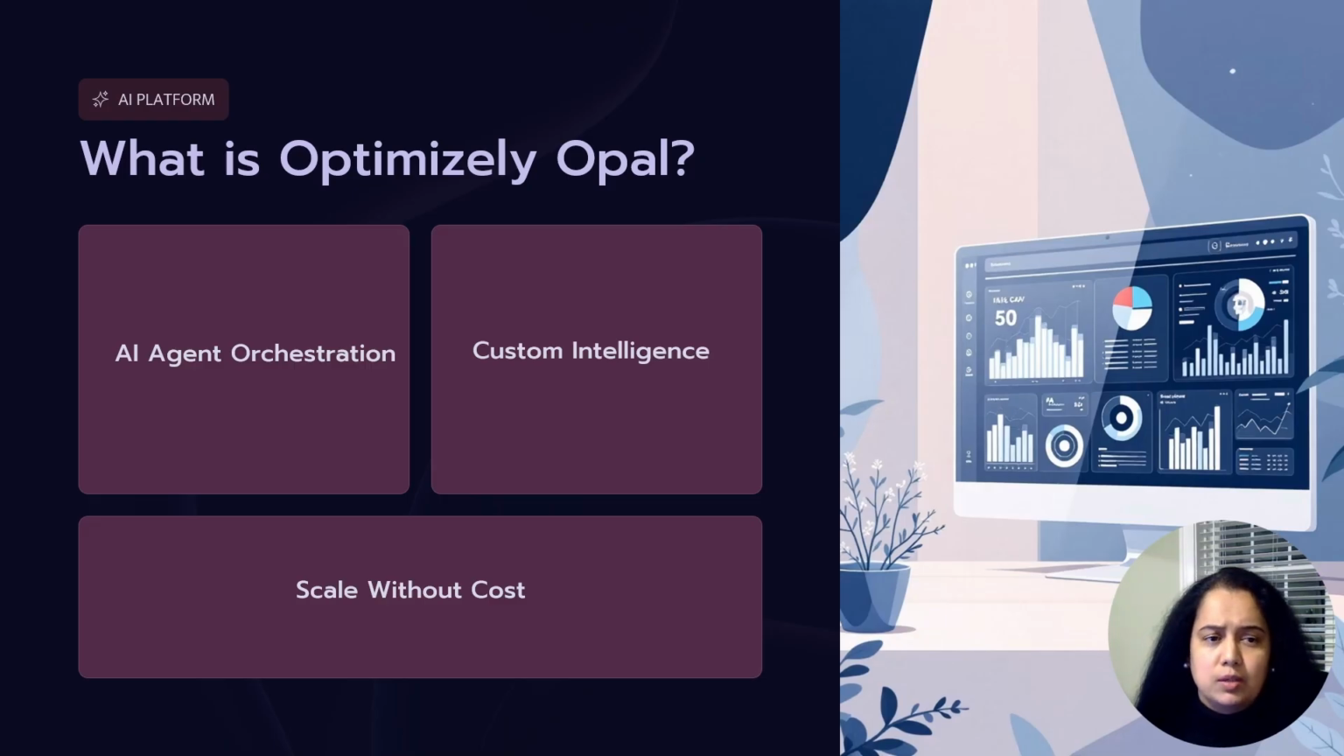What is Optimizely Opal? A comprehensive platform designed to automate marketing workflows and enable intelligent decision making at scale. Create and orchestrate specialized AI agents tailored precisely to your unique business requirements and processes. Amplify your team's impact by automating complex tasks and surfacing actionable insights without proportional budget increases.